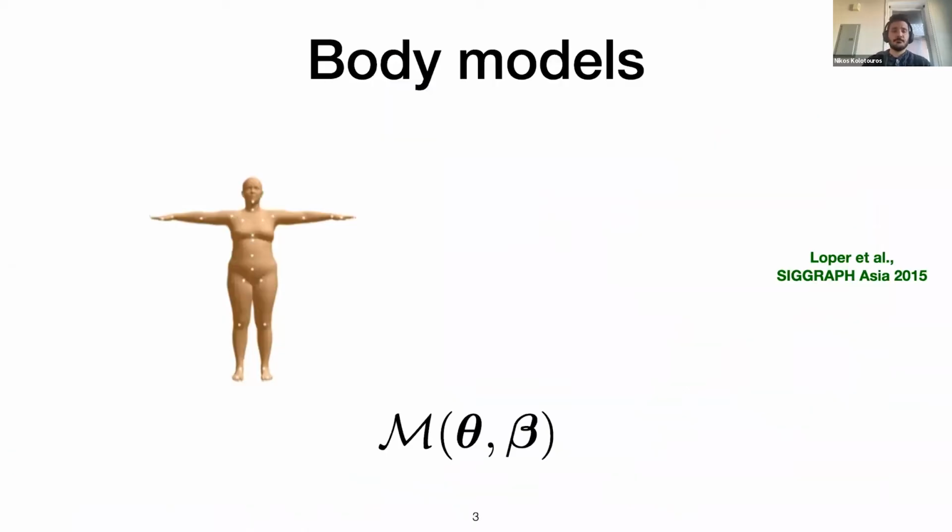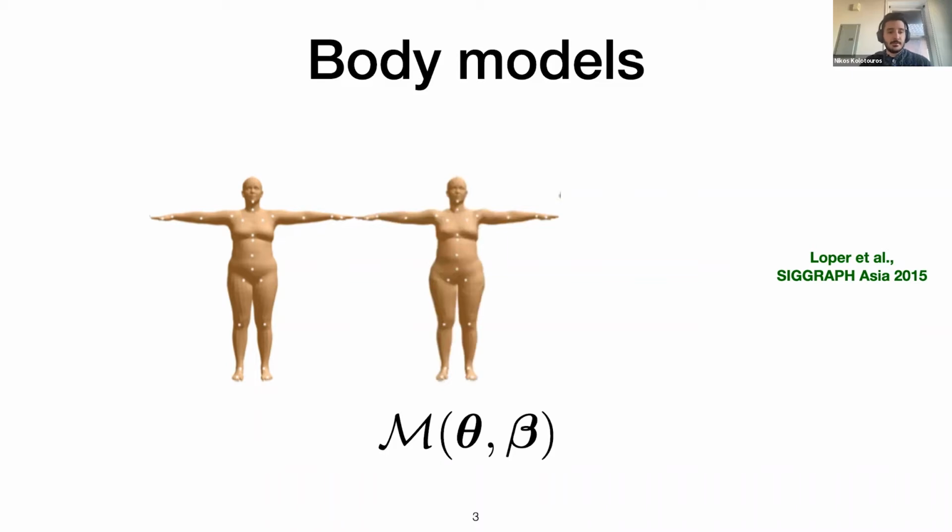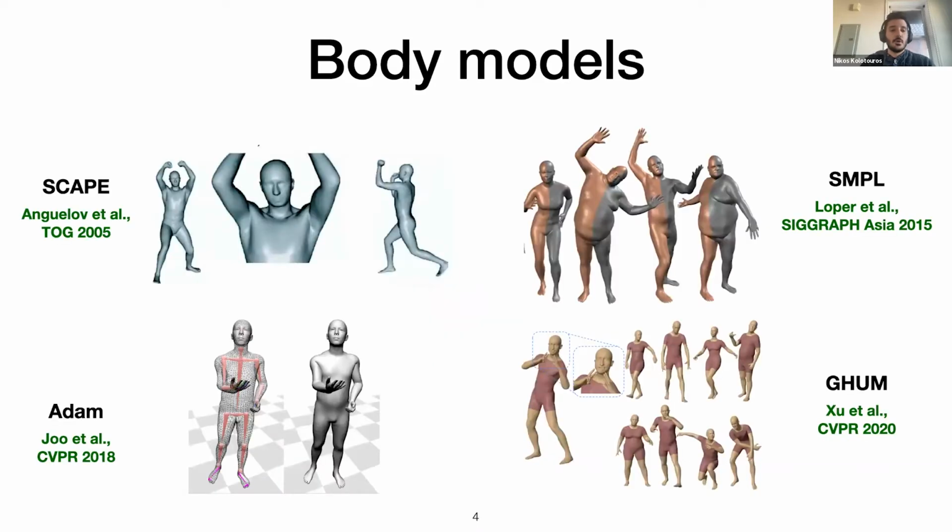So what is a body model? A body model is a mesh representation of the human body equipped with a set of pose parameters theta and shape parameters beta. Given an initial template like the one you see on the left, we can use the shape parameters to alter the body shape. Can you also notice the white dots on the shape? These are the major body joints that define a kinematic chain. We can control the pose of the person by changing the angles of these joints. Some popular examples of body models are SCAPE, SMPL, Adam, and GHUM.